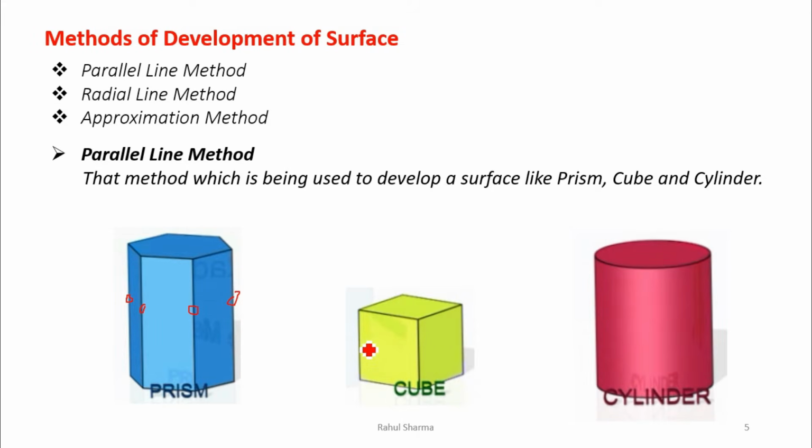In the cube also, these face edges are parallel to each other. We will not say the faces because faces are not parallel, faces are inclined to each other. In the case of a cylinder also, these are the imaginary face edges named generators. So these generators are parallel to each other. So in this way you can remember the name of this method, the parallel line method, very easily.